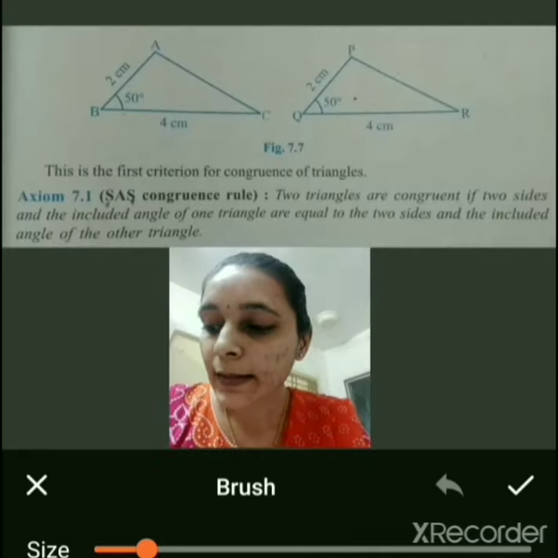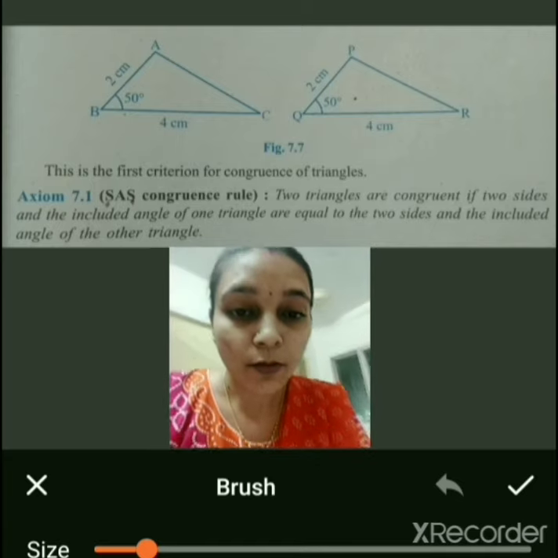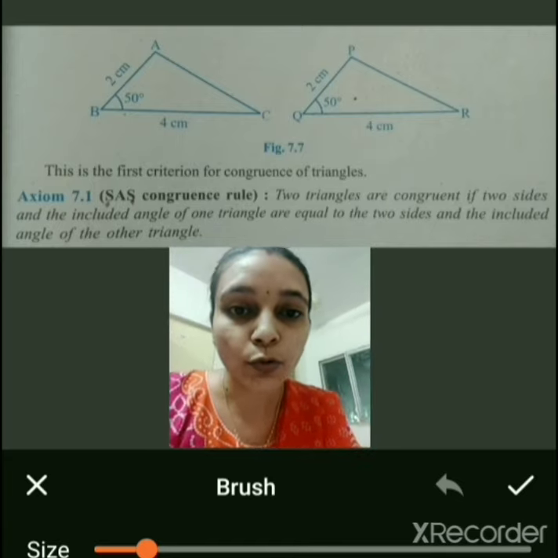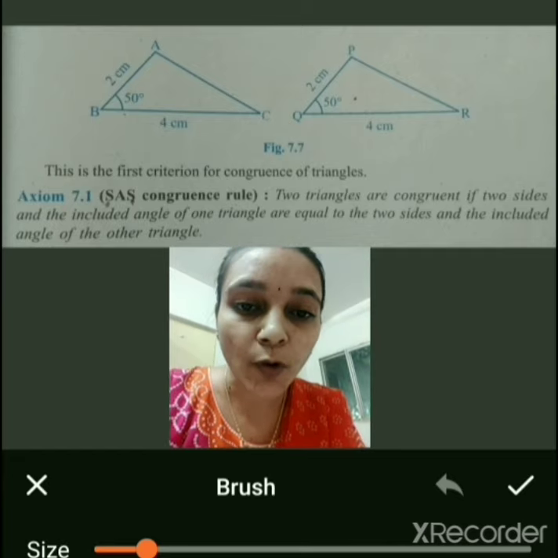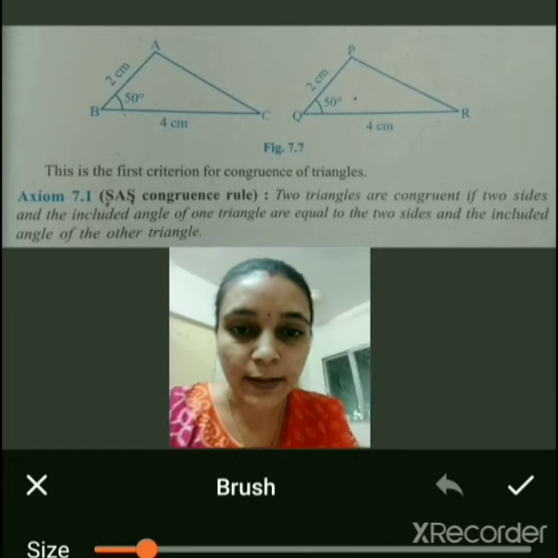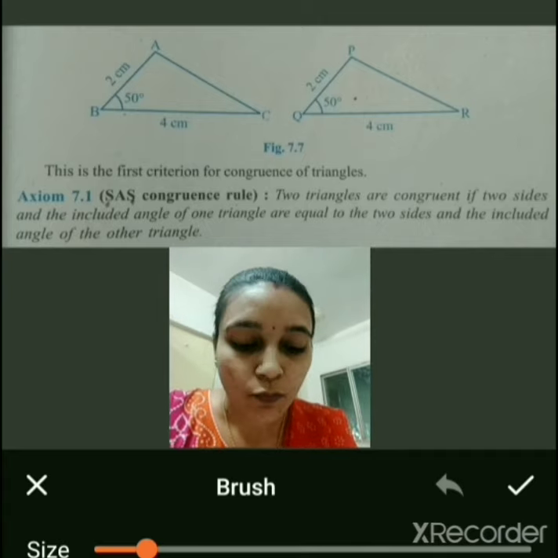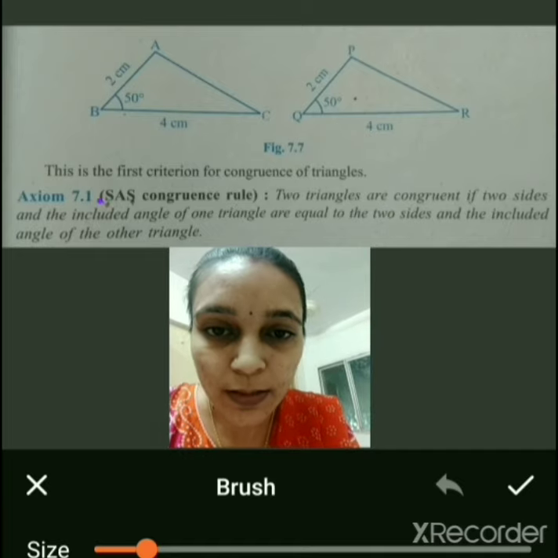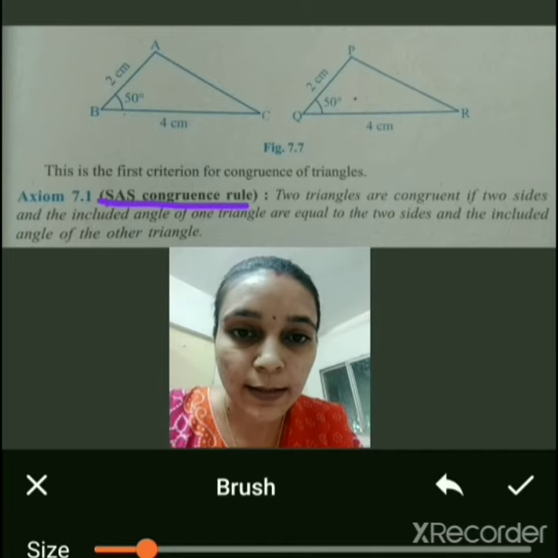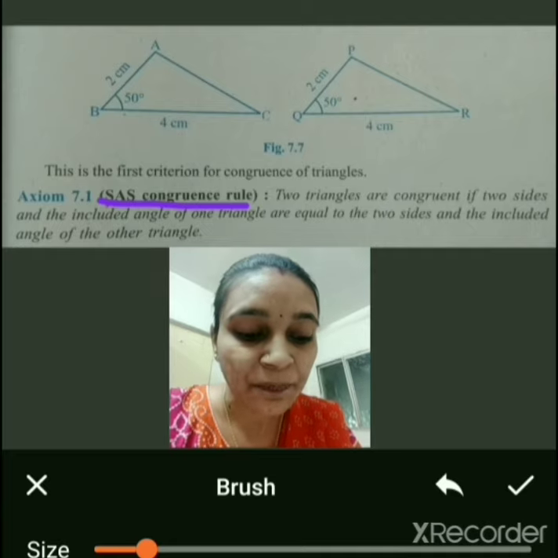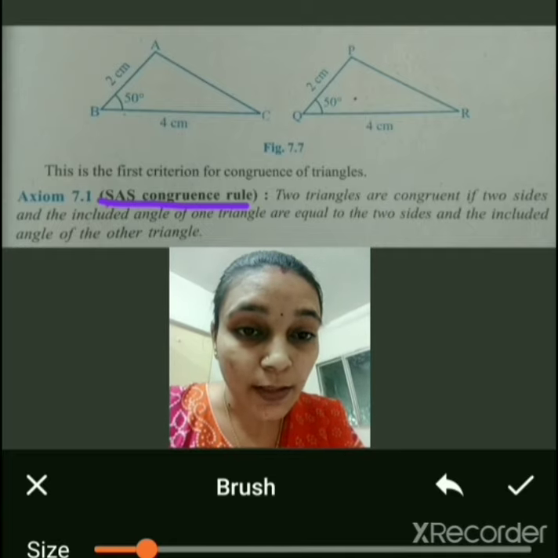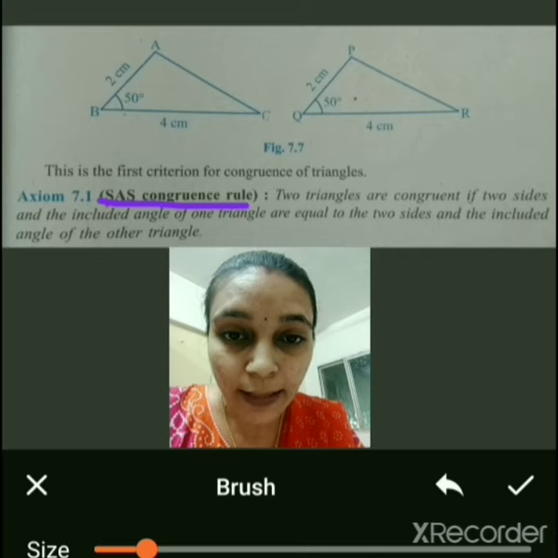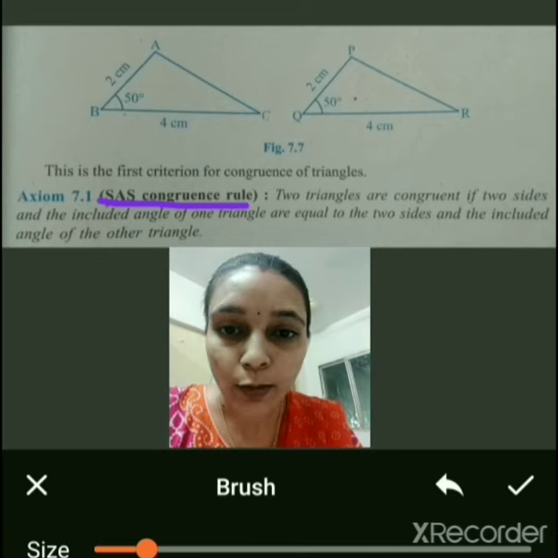Now let us understand the criteria for congruence of triangles. Meaning, if two triangles are given, when can they be congruent? There are certain rules. So the first rule is the SAS congruence rule. The rule says two triangles are congruent if two sides and the included angle of one triangle are equal to the two sides and the included angle of the other triangle.